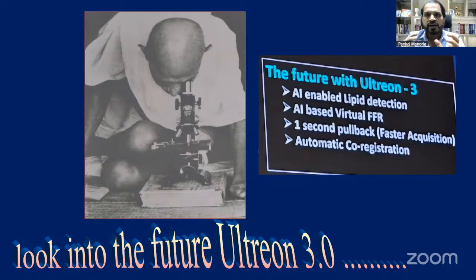Also, it will come with a virtual FFR. That means in the OCT pullback, we can do an FFR also, VFFR. This will be inbuilt. And also the fourth feature will be automatic detection of thin-cap fibroatheroma, that means automatic lipid detection will be there in Ultron 3.0. I think all four features will be a very useful thing whenever Ultron 3.0 comes to us, and will help us in further refining our results and improving our patient outcome.